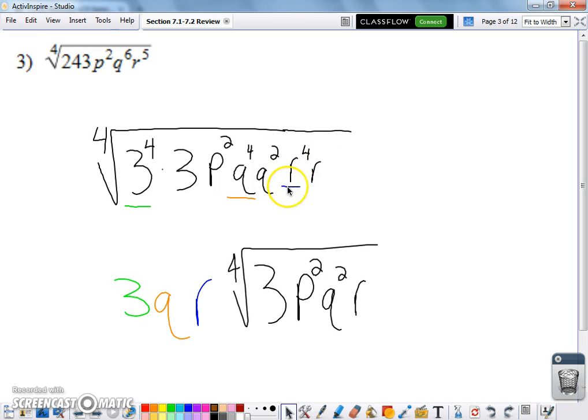Now, what is r to the 4th as it walks out? An r. What is that q to the 4th as it walks on out? A q. 3 to the 4th as it walks on out? A 3. And why is that? Because the troll toll is, in fact, 4. Everything else that can't pay, the 3, the p squared, the q squared, and the r, all are stuck underneath.